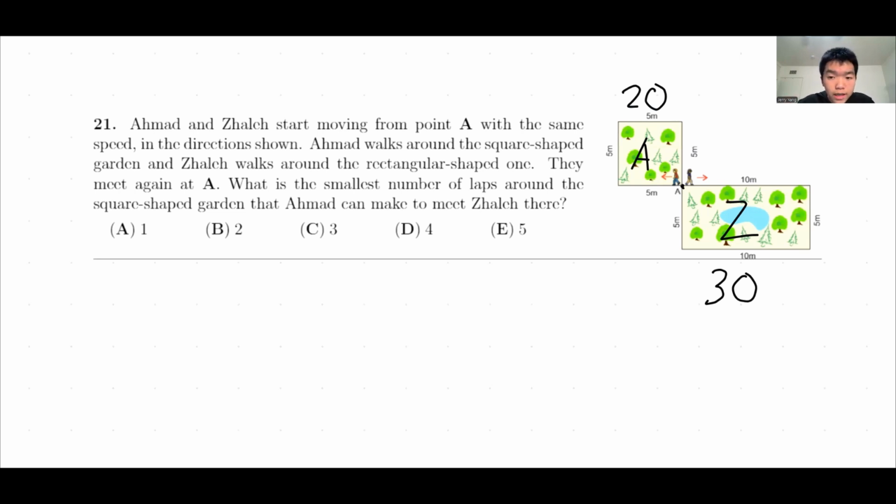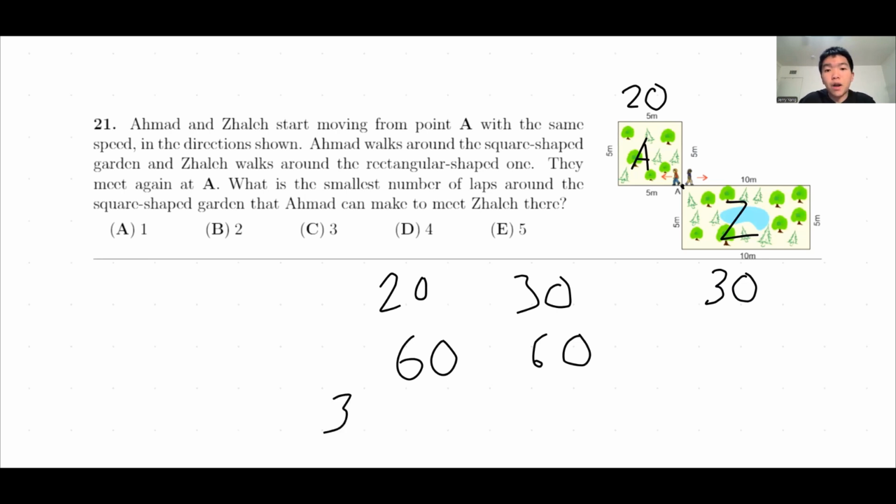So just looking at this, we see that we have 20 and we have 30. And the number that they meet next at is going to be 60. So this is important to know because this means that Ahmad has to take what? 60 divided by 20, which is 3 laps, and Zayla has to take 2 laps. But we only care about Ahmad's laps. So if we look at our options, we see, oh, option C is 3. So we know our answer for question number 21 has to be C.